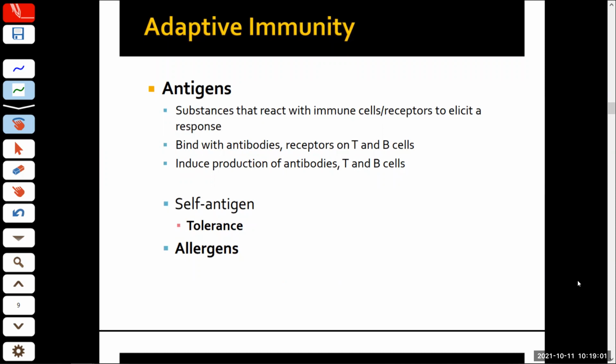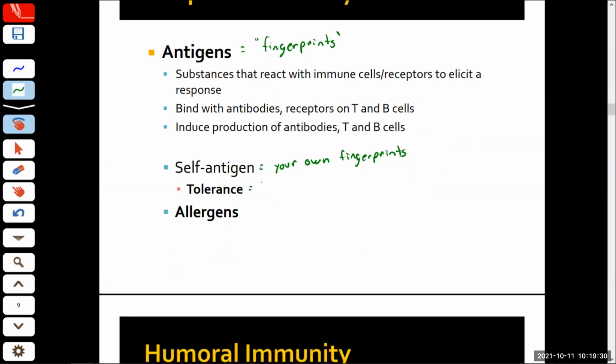All right, so antigens, we talked about, these are like your fingerprints. Everybody has them. Everything has them. Your own fingerprints is your self-antigen. Tolerance. Now, take my word for this. The definition of tolerance is how well can you stand yourself?